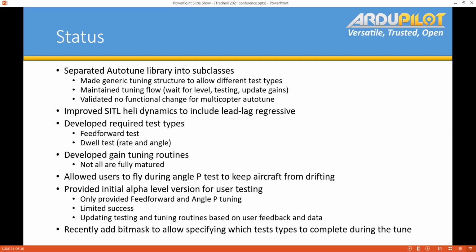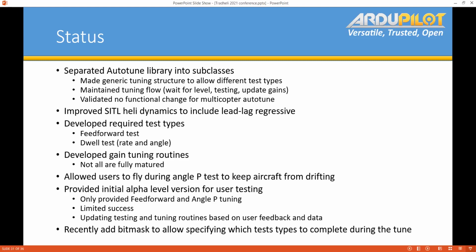I did provide an initial alpha level version for users to start testing. I only gave them the feed forward and angle P tuning features, and had some limited success. I think the big thing behind that test was basically to learn about other size helicopters and what their responses are going to look like. And so, the feed forward test, I learned a lot off of that. I was a little too aggressive, so I've modified it to be a lot better. And then the angle P gave me a first look at some other helis and how they look in their response, especially the smaller ones, which I don't have much experience with.